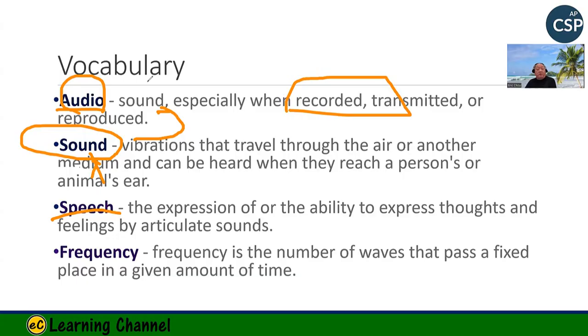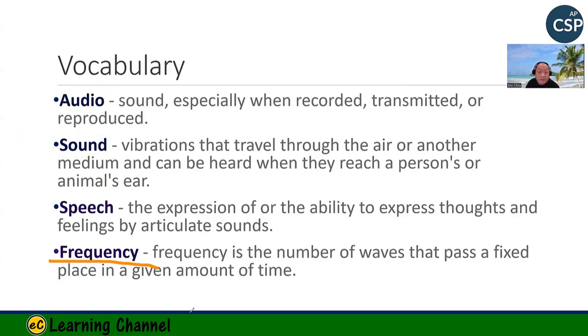Okay, so these four words are very close, but you need to know the difference. Sound is anything that you hear. Audio is anything that you record. Speech is anything that's spoken by a human. Music is anything created by any instrument. Okay? Next one is frequency.